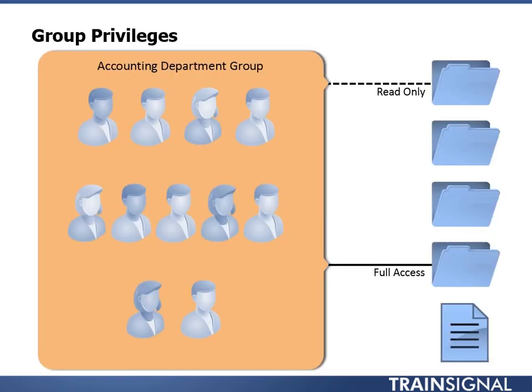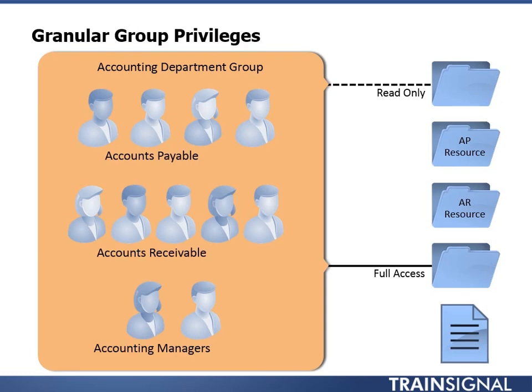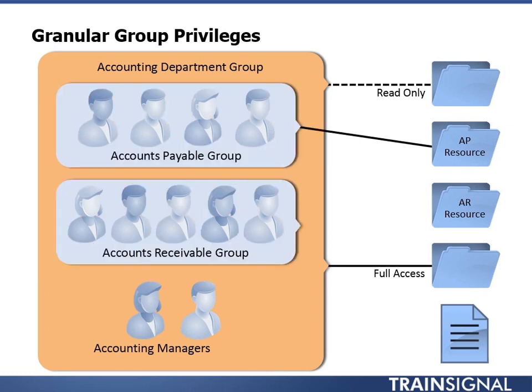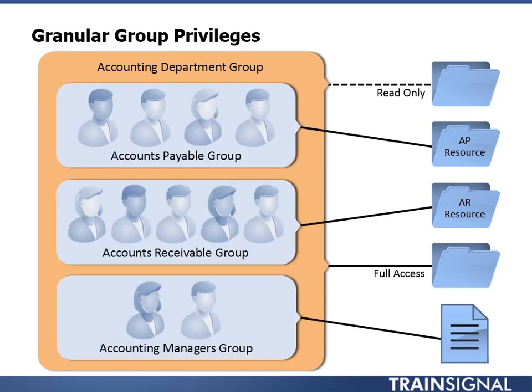Now let's visualize this example. If you have a single big group, this is the accounting group, you could assign them access to resources. They have full access to one folder and read-only access to another folder. Now imagine that somebody creates resources that should only be accessed by accounts payable, AP, or accounts receivable, AR. Well, at this point, you'd have to go in and start making more granular groups and then assign the appropriate permissions to each of them.